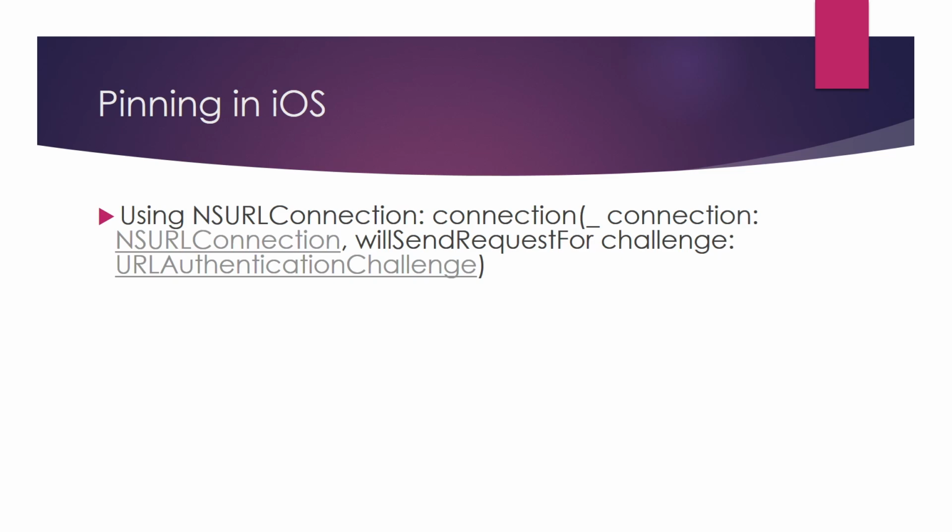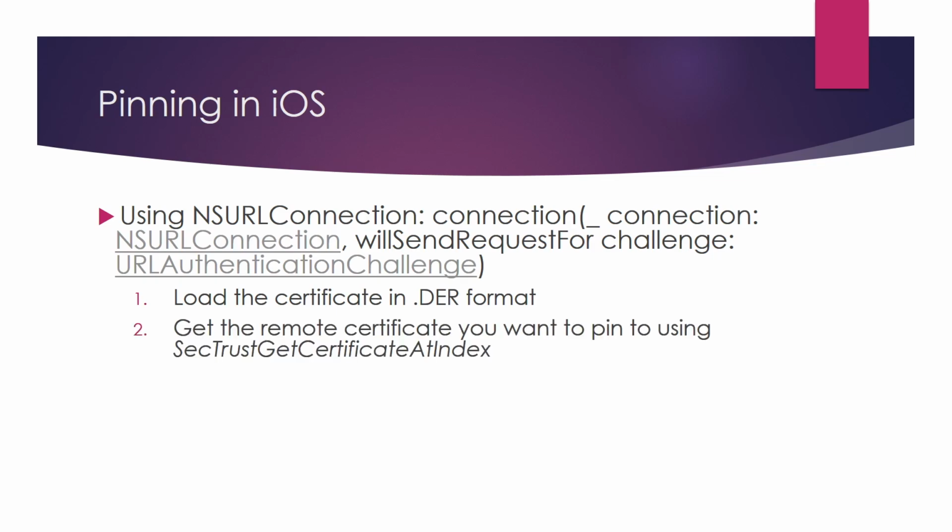Which basically requires the following steps. You first load your certificate in the DER format, so you convert it or you get it from your backend or whatever rocks your boat first. And then make sure you get, during the handshake, the remote certificate that you want to pin to. We have SecTrustGetCertificateAtIndex. Just one thing that's different in iOS than in Android, you guys have a big advantage here.